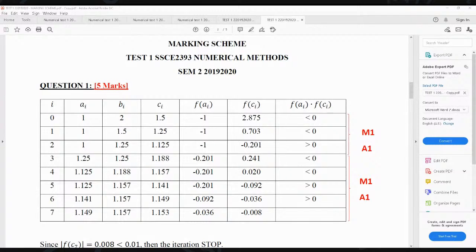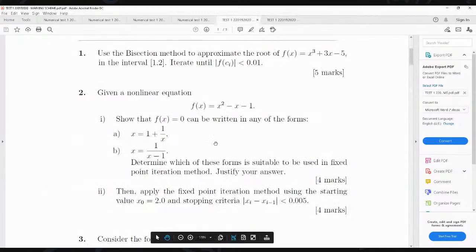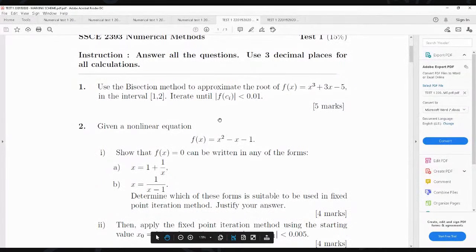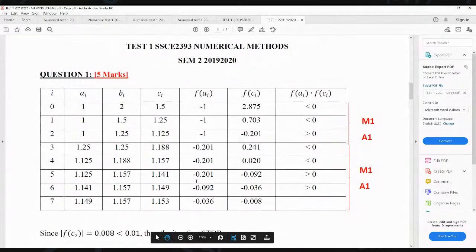For example here, for the first iteration, they give you the question. Let's look at the question again. They ask you between 1 and 2. The interval is between 1 and 2. The function is x power 3 plus 3x minus 5. So this is the function. Now let's go to the result.